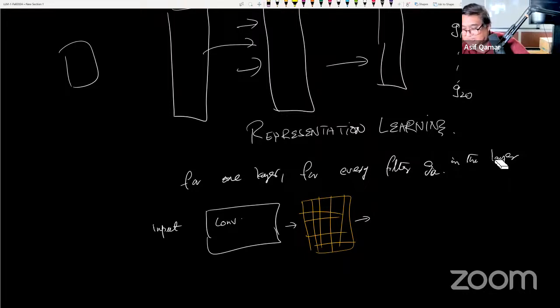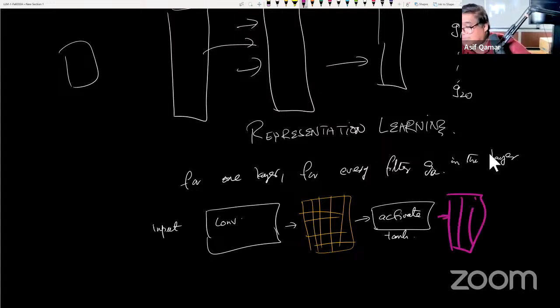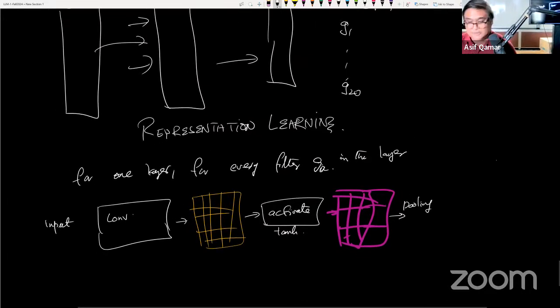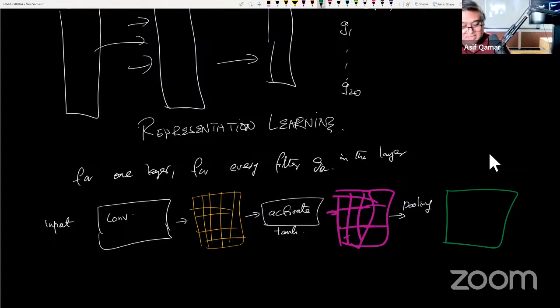Activate, let me just put a box here. Activate, say tanh. That will produce its own feature map. Again, the feature map changes now because it's activated values. And finally, this goes through pooling, and what comes out is a third feature map.